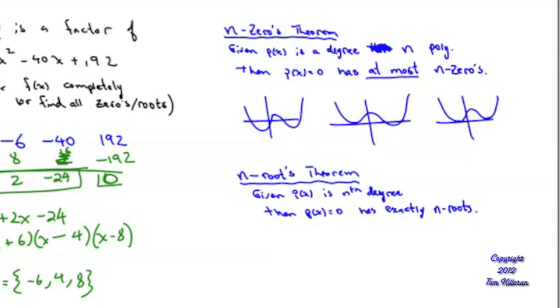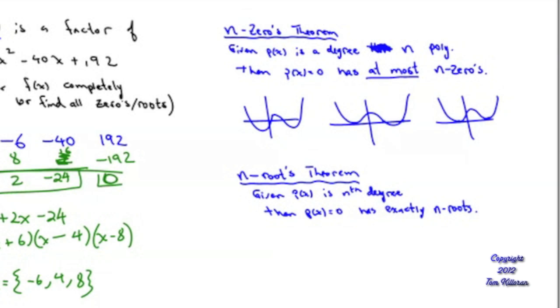Now, this one says it's a root. Roots can be complex. So if you set p of x equal to 0 and you allow for complex solutions, you're going to get all of them. So if I say find the solutions of a fifth degree polynomial, I'm looking for all 5. If I ask you to factor it, you might not find all 5. But if I ask you to solve it, I'm looking for every single one of them, real and complex.